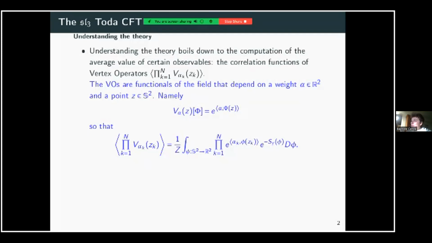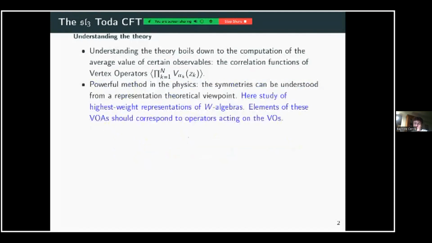But the issue is, of course, you cannot compute the correlation functions in such a way. The path integral is nice, you have a nice expression, but it's not tractable. You cannot compute them in practice. You cannot use this path integral to compute the correlation functions. So to remedy this issue, there is a powerful method in physics now called conformal bootstrap, which, instead of studying this path integral, studies the symmetries of the model.